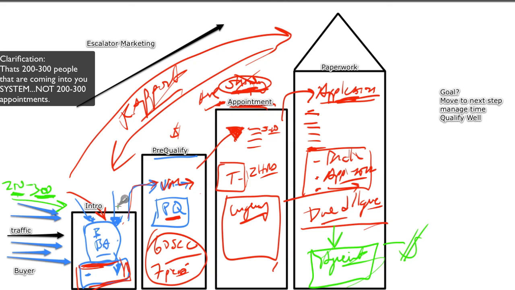Okay, so just in closing, again, you have your intro step, that takes you to the pre-qualification step, which takes you to the appointment step, setting appointments, which takes you to the paperwork step, which is the two parts of filling in an application, going through all that piece, and then doing your due diligence, and then signing them up with the agreement, and getting the next person in your home.